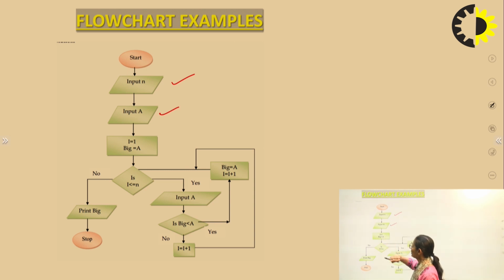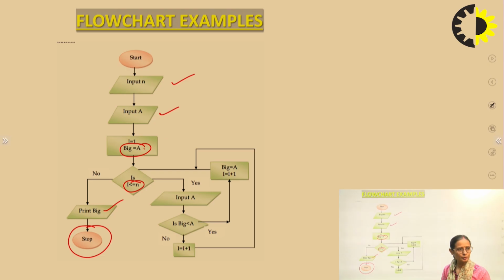If I is equal to 1, then big is equal to a, because there is only one number. What decision will you make? You will say, okay, big is equal to a in this case, and then we check whether I is less than or equal to n. If it is equal, that is we have only one number, we will print this and then our logic comes to a stop.